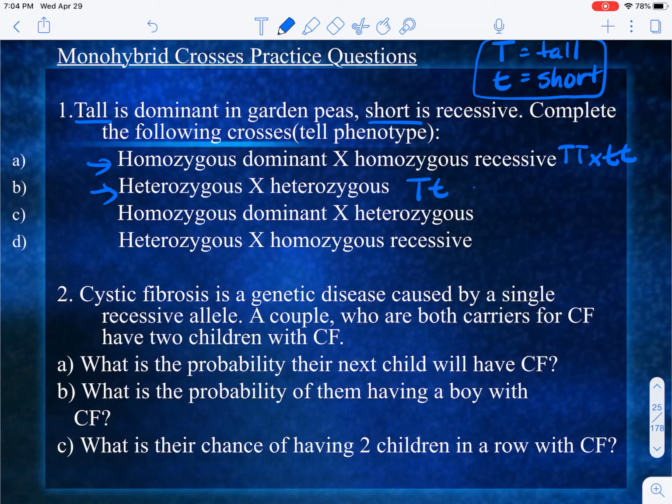For B, it's asking you to cross the same genes, but this time a heterozygous plant that's got a tall and a short, crossed with another heterozygous plant. And they're asking you what the offspring would be with that cross.